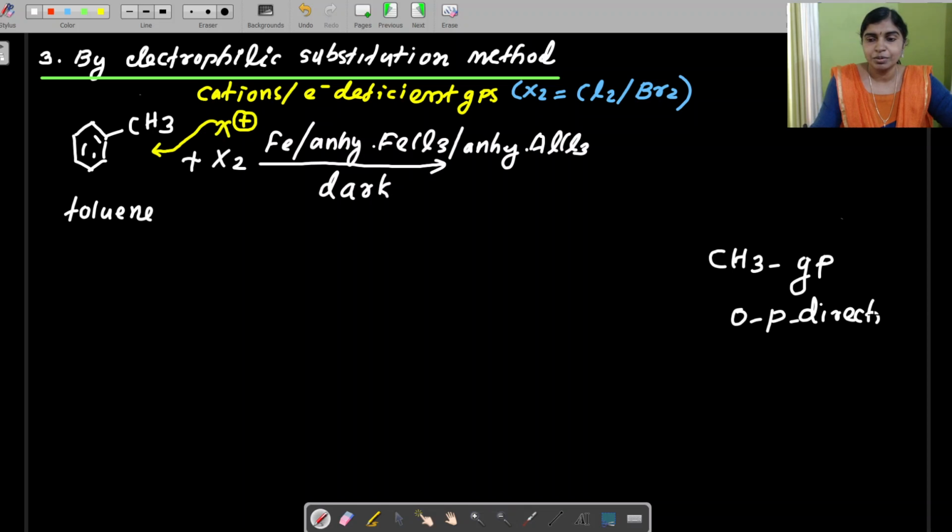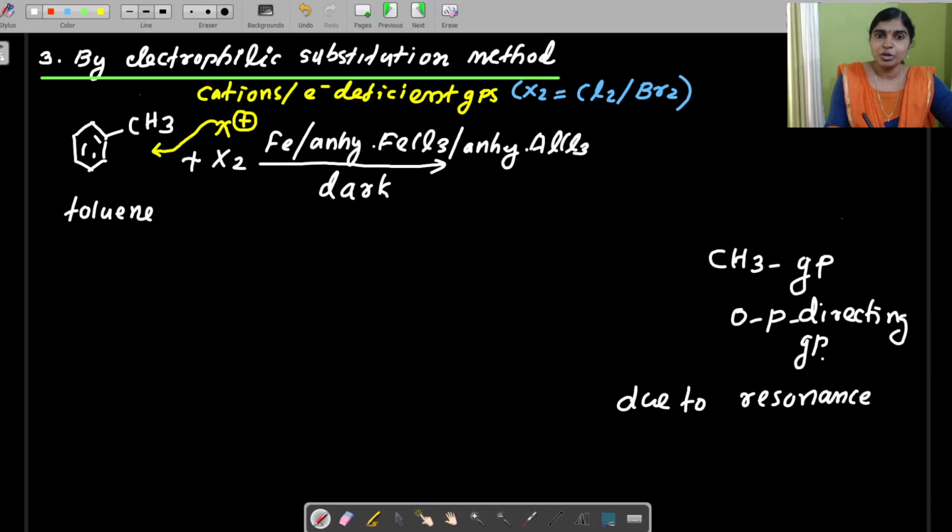What is meant by that? Ortho para directing group, that is decided by the resonance. This is due to resonance. Here this methyl group undergoes resonance. There is a resonance effect for the methyl group, and that makes the ortho positions and para positions more electron rich.